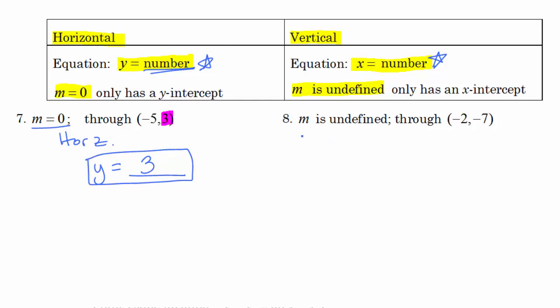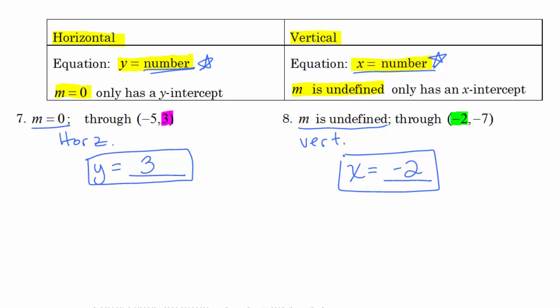On number 8, it says m is undefined. That tells you that it's a vertical line. That also tells you that your equation is x equals some number. What number? You have to look at the problem and say, okay, what is x equal to in this problem? Negative 2. And you're done. Again, memorizing.